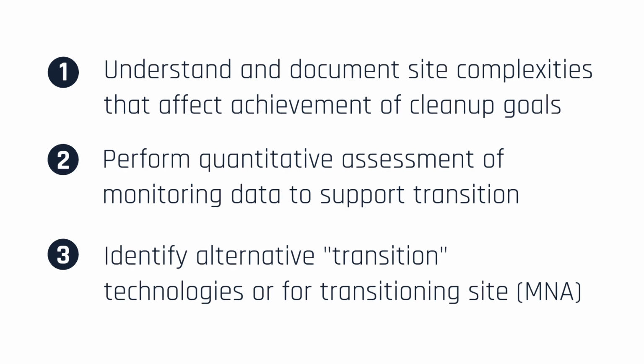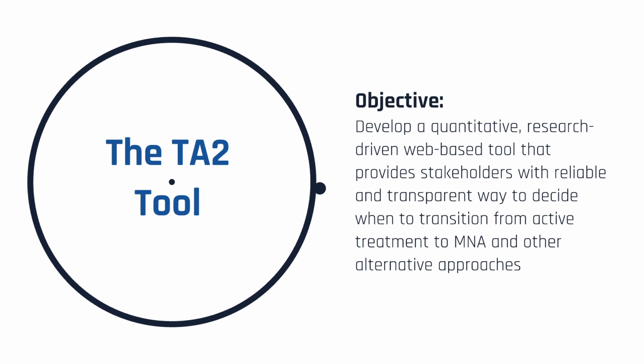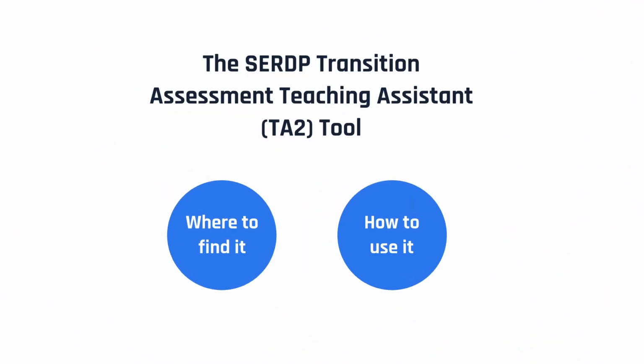And that's what our project aimed to do, make walking through those steps a little bit easier. And we did this by developing a free web-based app, the TA Squared tool. It stands for Transition Assessment Teaching Assistant, and it provides site managers with different modules that specifically focus on those data and information that help assess if MNA is an alternative at sites where remediation is underway or maybe additional remediations are being considered. All right, so let's take a quick tour of this app.